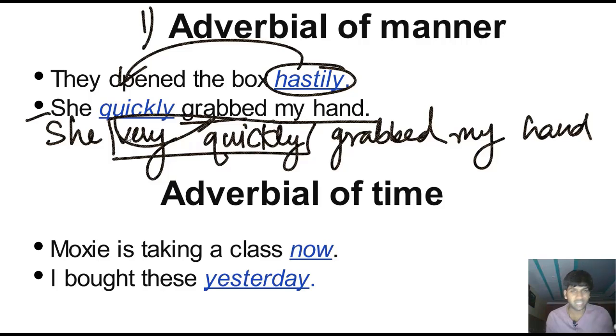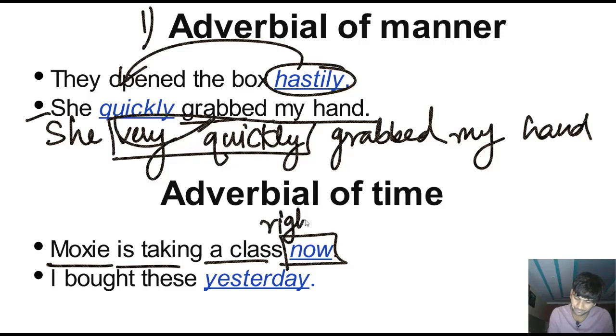Second, adverbial of time. This will talk about the time of the action, right? Moxie is taking a class. When? Right now. Now. Or Moxie wants a class when? Now. I can make it a phrase, right now. That will be a phrase, an adverbial phrase of time.